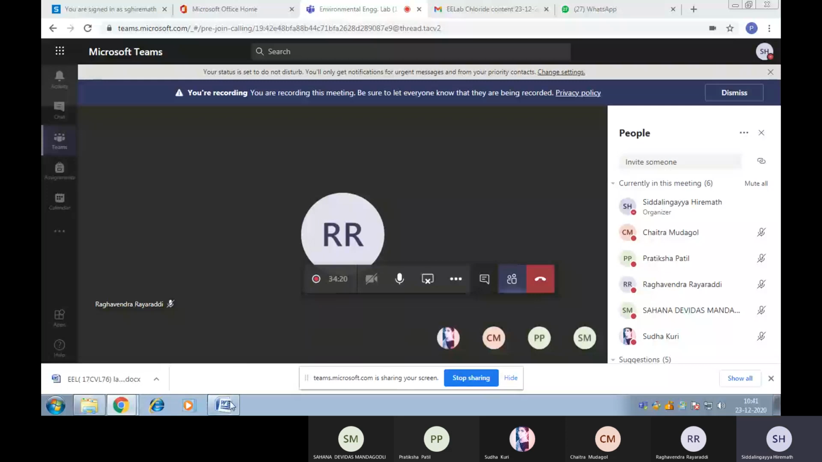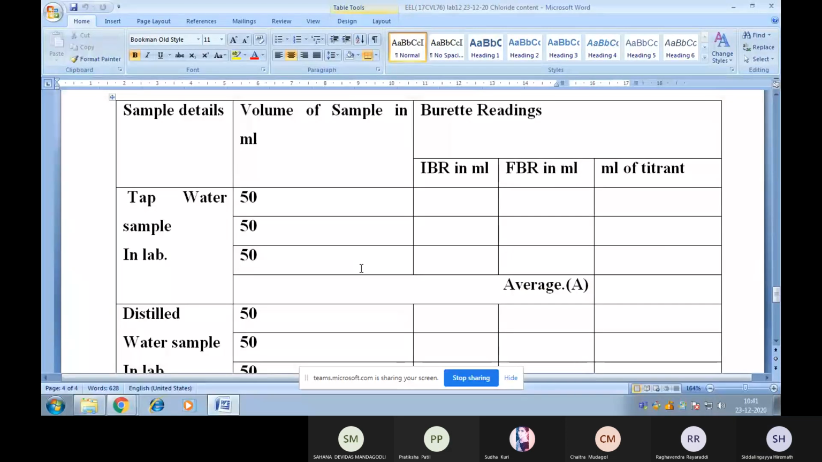Now is it visible, Raghavendra? Yes, sir. It is visible now, sir. Sudha? Yes, sir. Visible, sir. I have connected.